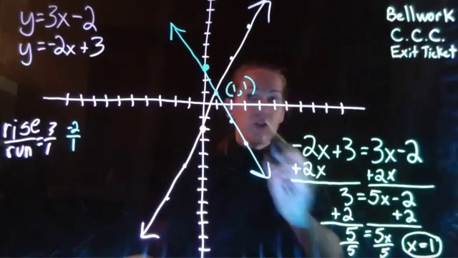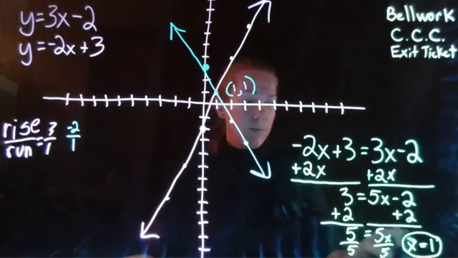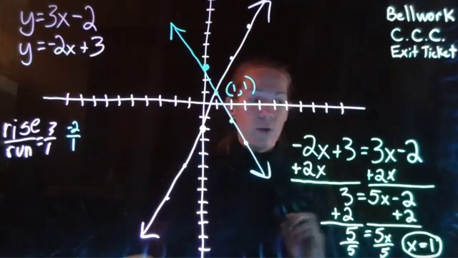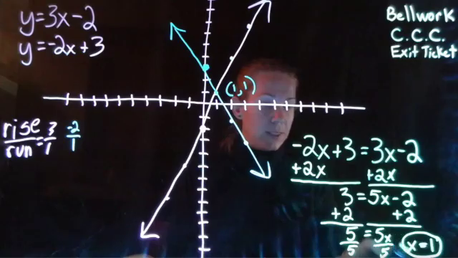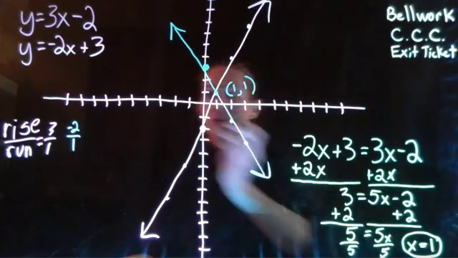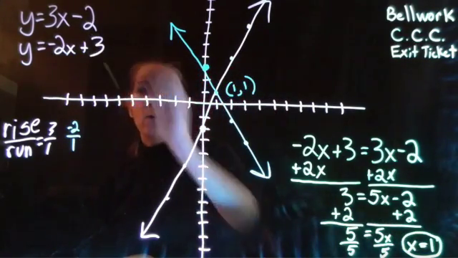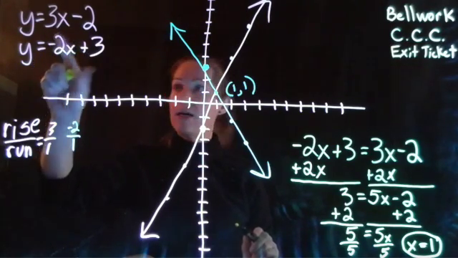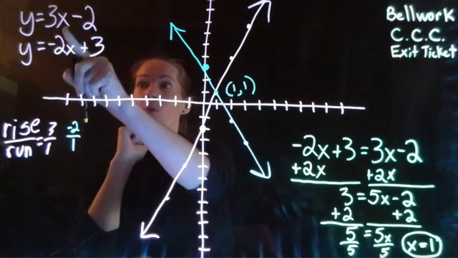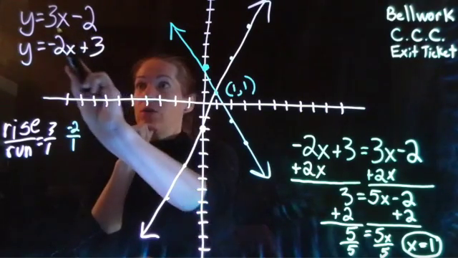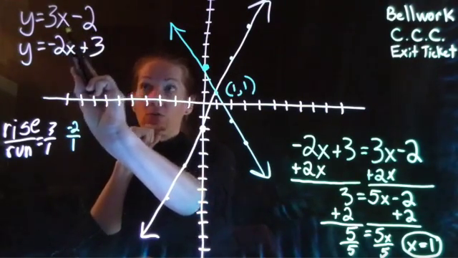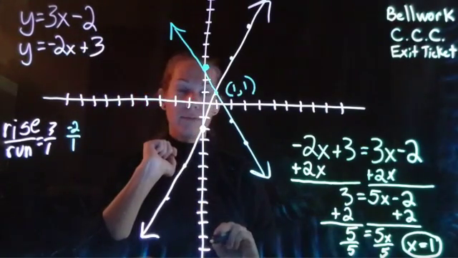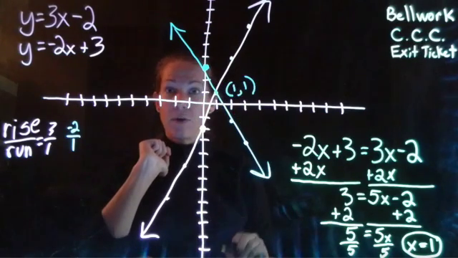Now remember, this is just the x value. So now I need to go and find what the y value is. To do this, I simply take this x and put it back into one of my equations. I'm going to choose this one because it doesn't have a negative coefficient. So if I put 1 in for x, 3 times 1 is 3, minus 2 is 1. So we know this is the correct answer.